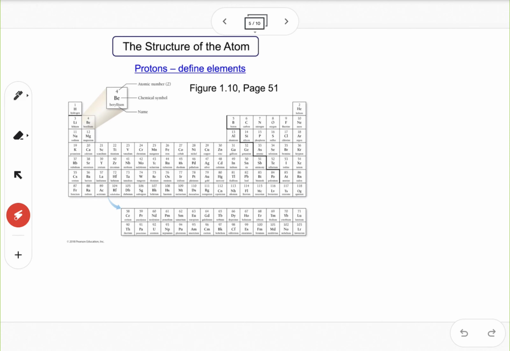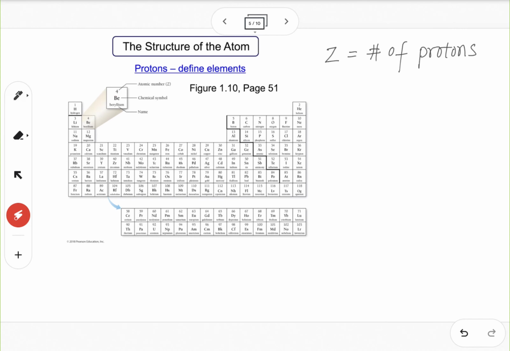In order to explain this, let's use this periodic table as an example. For each box, it has three pieces of information. The first one here for beryllium, the 4 on top, is the atomic number. We use the capital Z to represent the atomic number. What is the atomic number? The atomic number Z is the number of protons. So for instance, the atomic number for beryllium is 4.